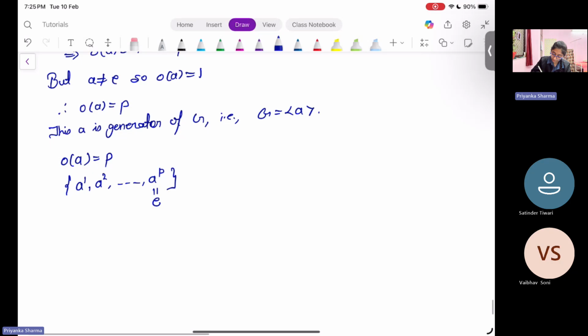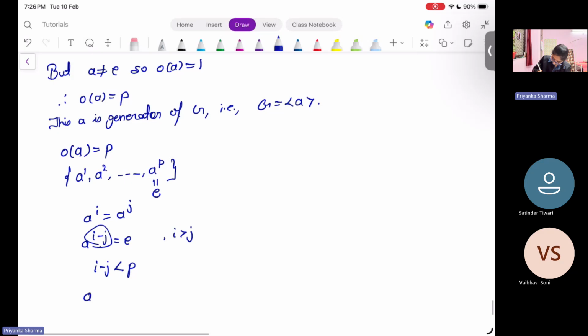So if the order of A is P, then this collection A, A square, up to A to the power P, will have exactly P elements. Why? Because if any two elements are the same, then we will have A to the power I is A to the power J. That means A to the power I minus J is identity. And if without loss of generality we say I is greater than J, then we will have I minus J, which is less than P, and when you write it as a power of A, you will get identity.